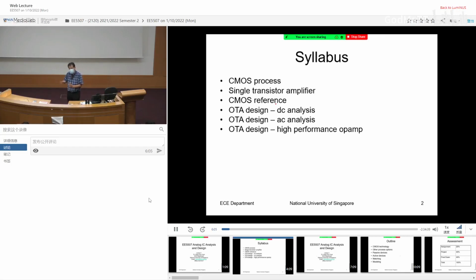You only need to drive a capacitor, which is infinite impedance at DC. So therefore, it doesn't consume a lot of current. Therefore, we call it operational transconductance amplifier. Usually, the output has a very high output resistance. It drives the current, so we call it operational transconductance amplifier.